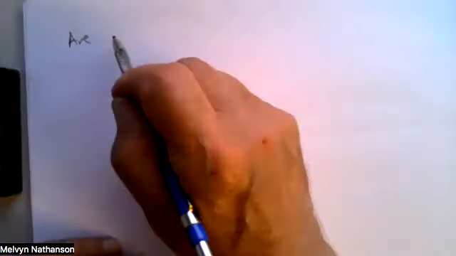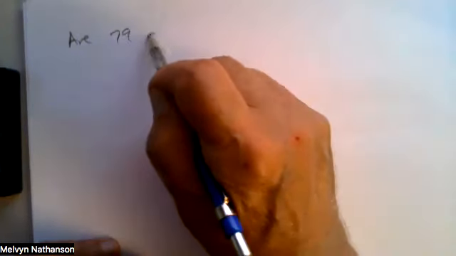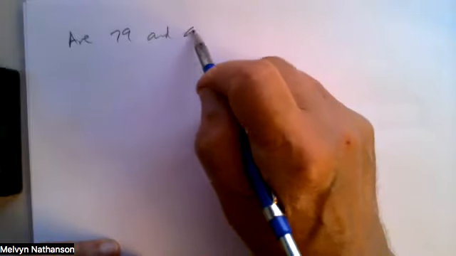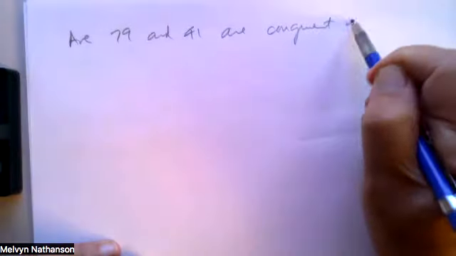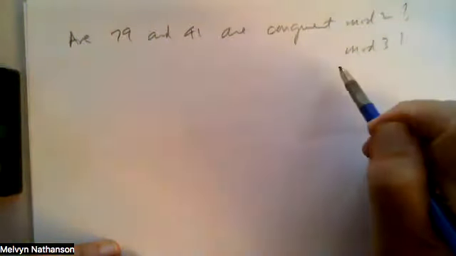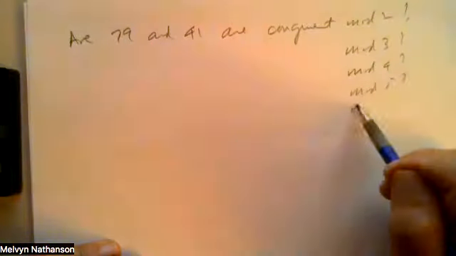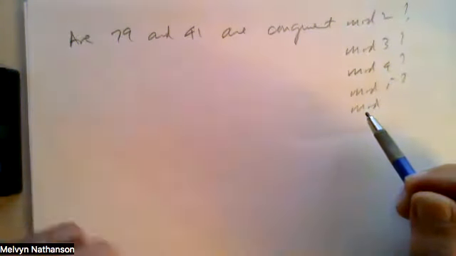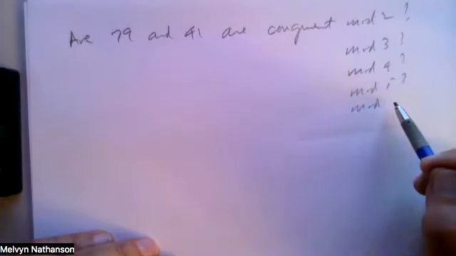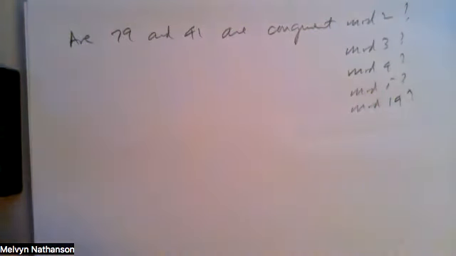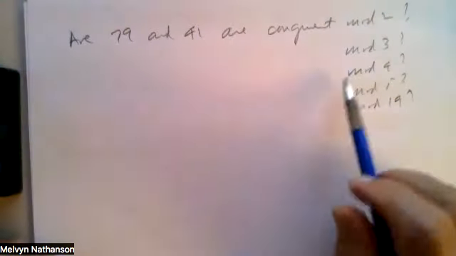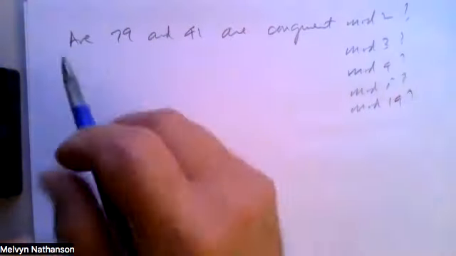So we can ask a question: take two numbers at random, 79 and 41. Are these numbers congruent mod 2, or mod 3, or mod 4, or mod 5? Or mod 19? Any numbers you like. These are questions for which there's a yes or no answer.